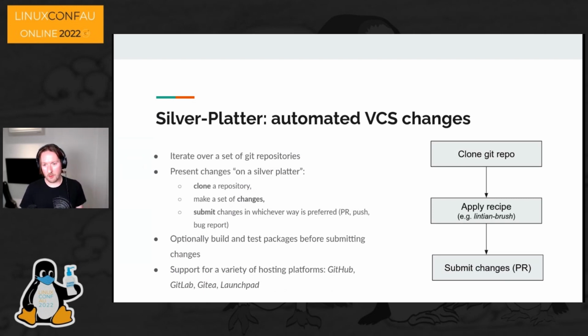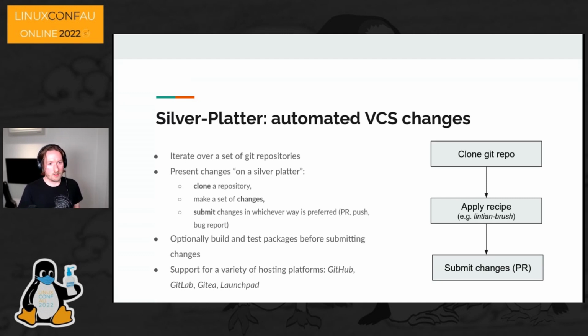So we make it easy for people to apply these changes by creating merge proposals with the changes. And there's a tool called Silverplatter that automates all of that. So it iterates over a set of Git repositories. It applies a recipe, which is generally just a command to run in the Git repository. And then if there were changes created by the recipe, it proposes them in a pull request.